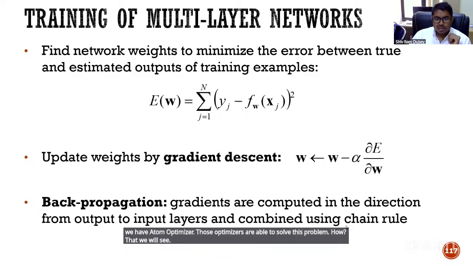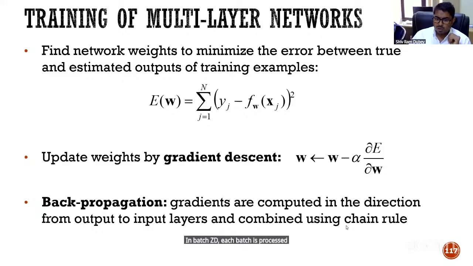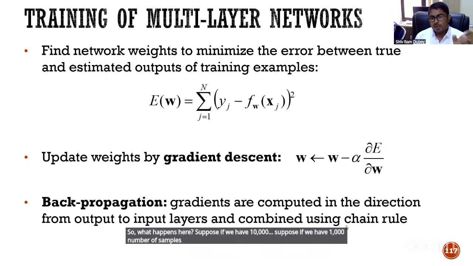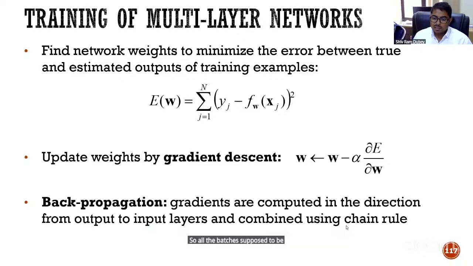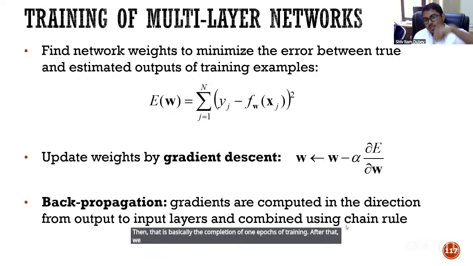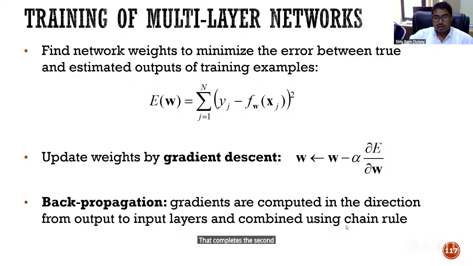In batch SGD, each batch is processed for the number of epochs. Yes. So what happens here? Suppose we have 1,000 samples, and my batch size is 100, then we have 10 batches. We first feed the first batch, then the second batch, then the third, fourth, fifth batch. All the batches we feed one by one. That is the completion of one epoch of training. After that, we repeat the same thing. Again, we take the first batch, then the second, then the third, all the batches one by one. That completes the second epoch. Then again we start, and take the third epoch, fourth epoch, like that.